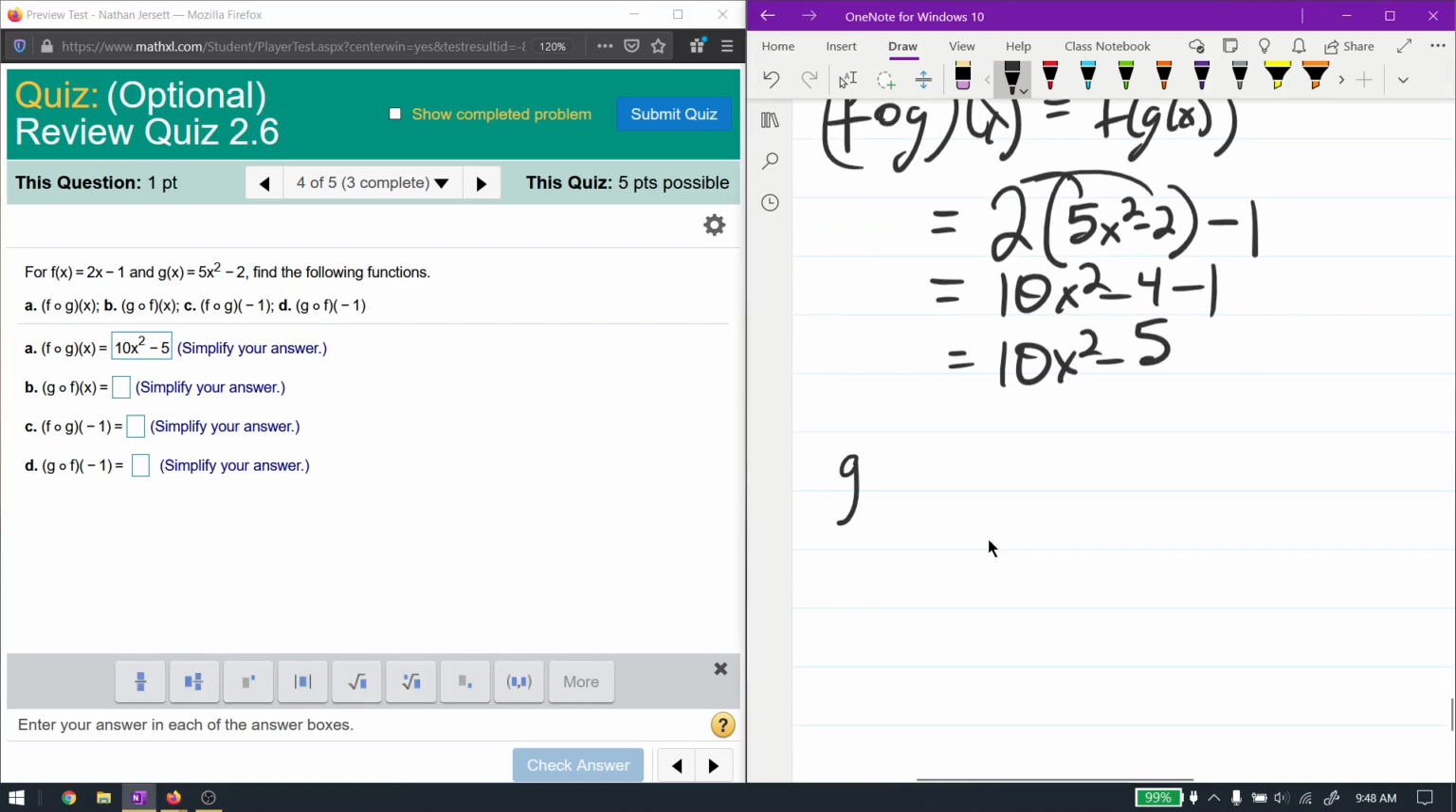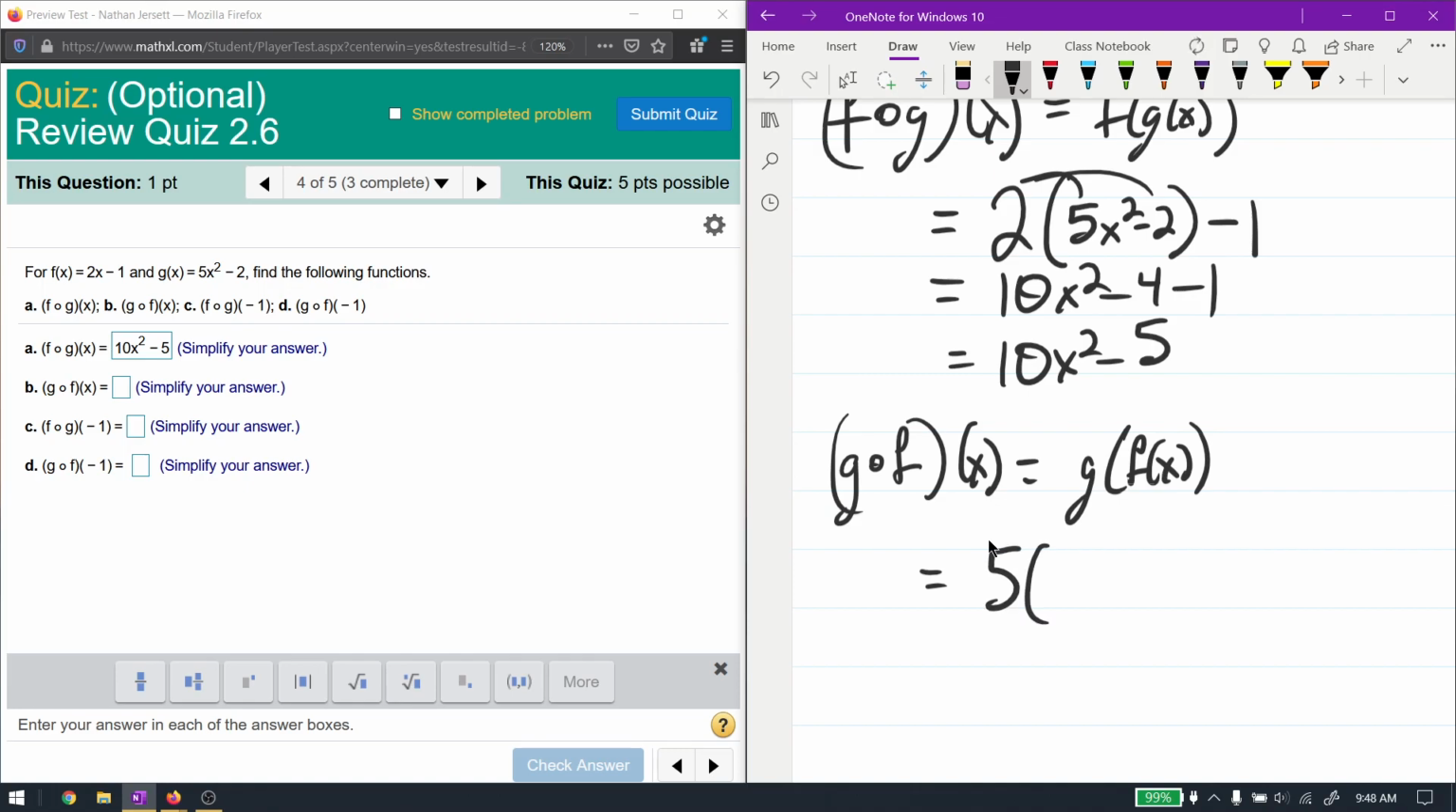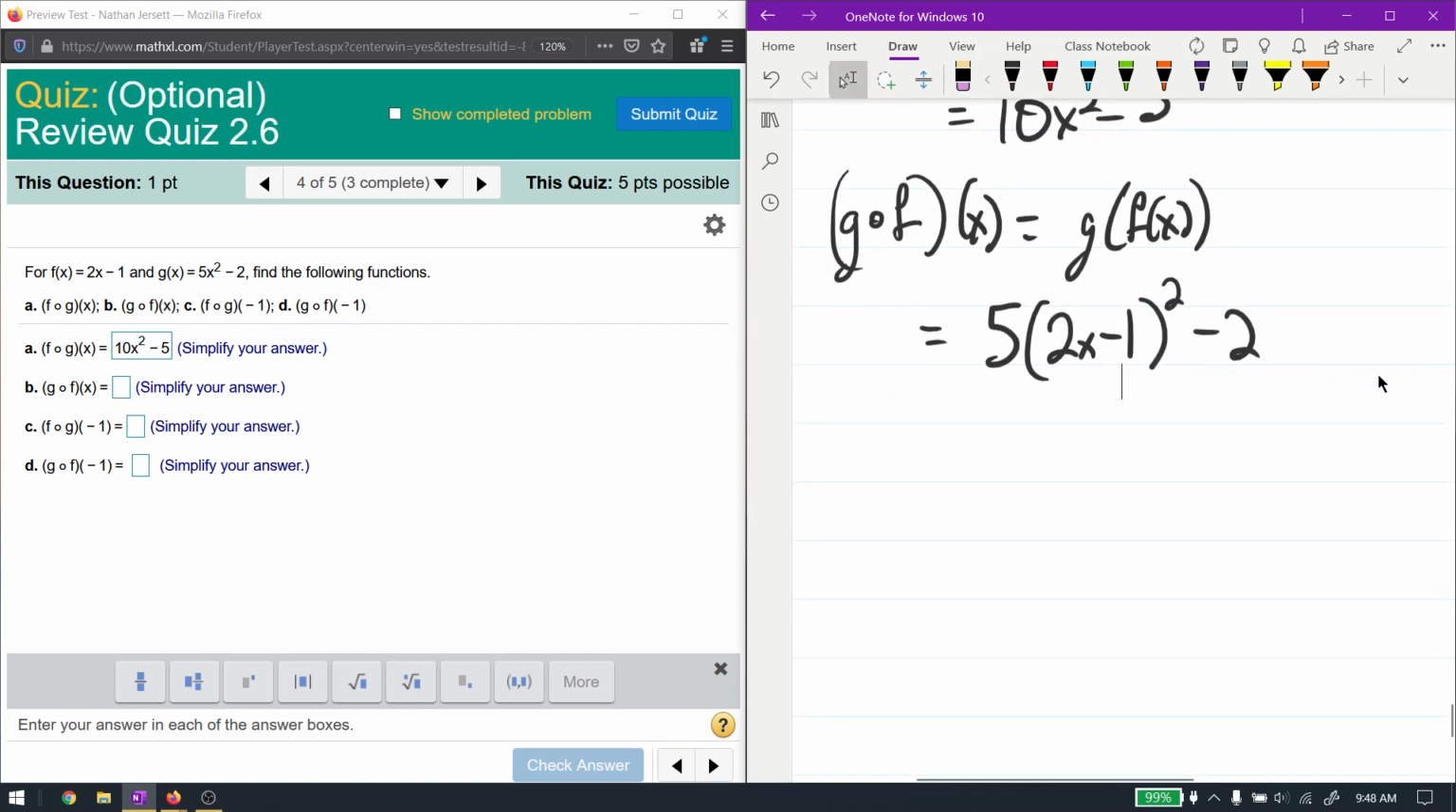Next one is g of f of x. So g with f of x plugged into it. G of x is 5x squared minus 2. But now x is going to be f of x. We just plug it into there and simplify. For this one, we're going to need to expand this squared term there. So we're going to get 5 times 2x minus 1 times 2x minus 1 minus 2.